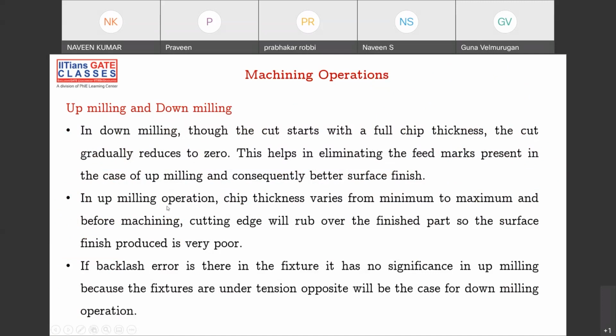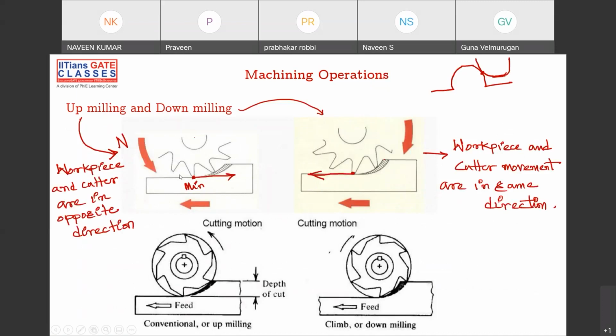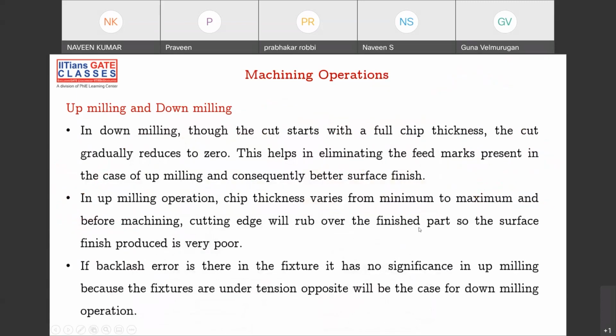In up milling operation, chip thickness varies from minimum to maximum, I told you. And before machining, the cutting edge will rub over the finished part here. So the surface finish produced is very poor. That is a bad point in up milling.